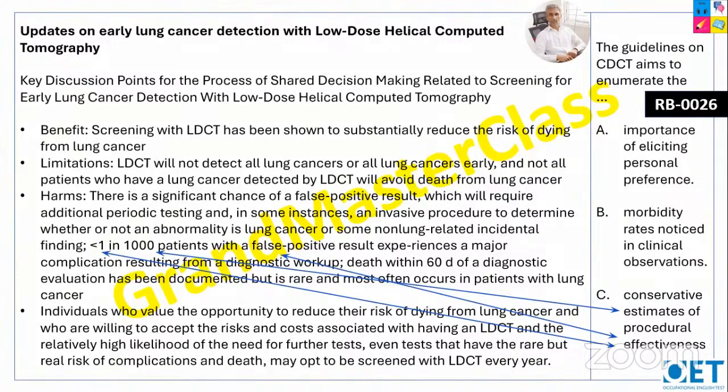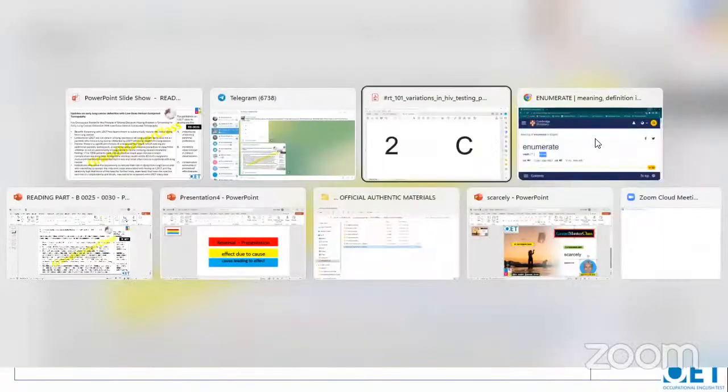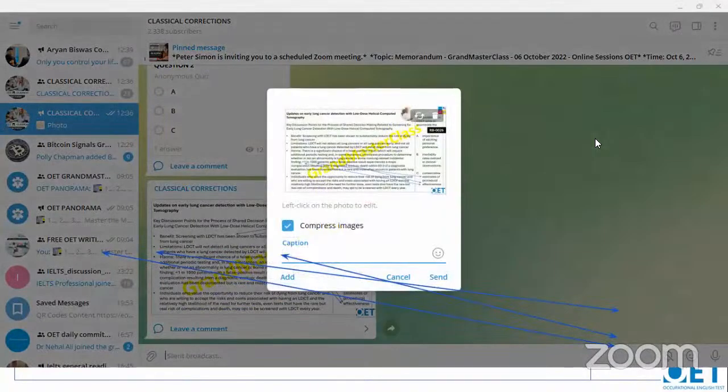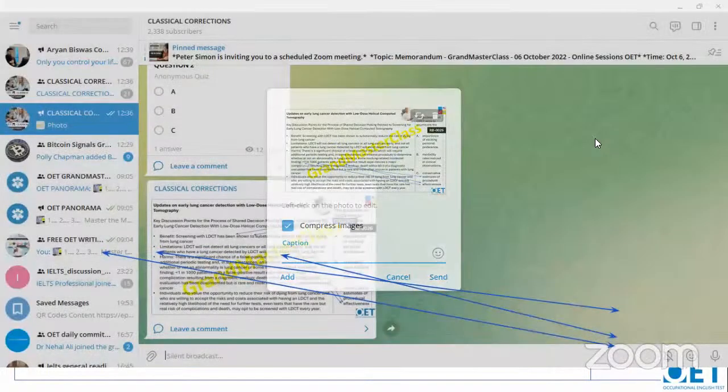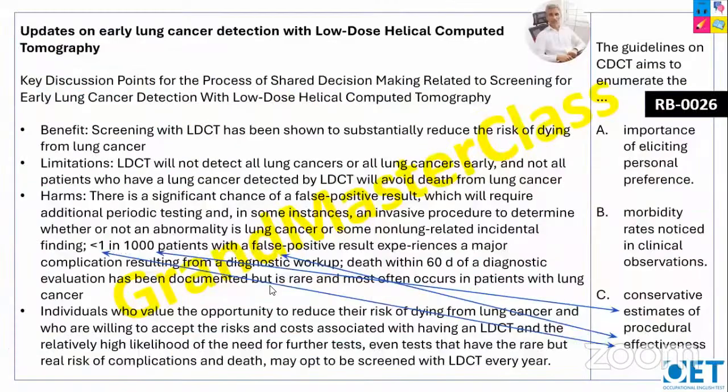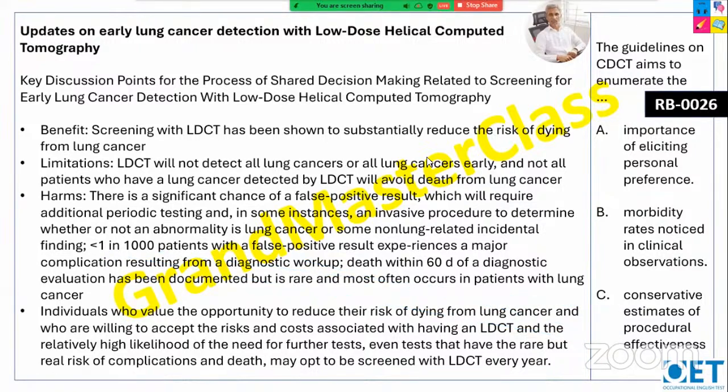The second point will also give the answer, and the fourth point will give the same answer. This is according to the third point. The second point will also give the same limitations. LDCT will not detect all lung cancers, or all lung cancers early, and not all patients who have a lung cancer detected will avoid death from lung cancer. See that one very clearly. It is talking about the effectiveness.